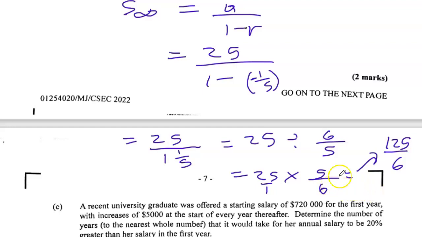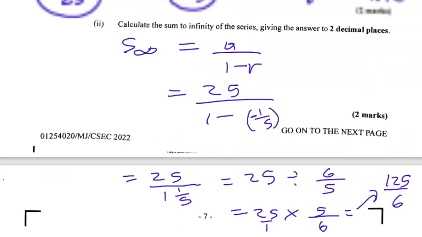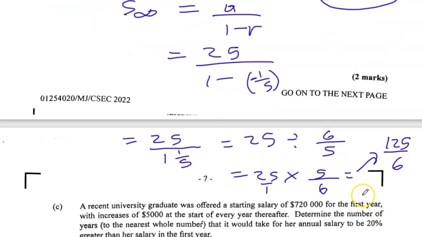And we're asked to write the answer to 2 decimal places. Just notice we want the answer to 2 decimal places. So that would be 20.83. So this is equal to 20.83.